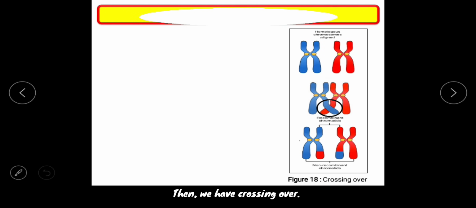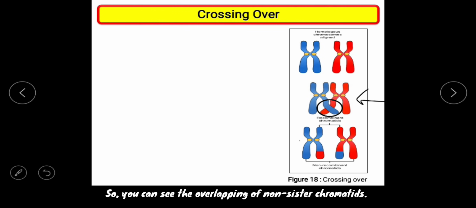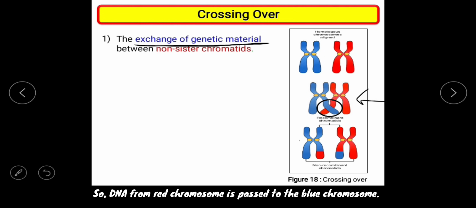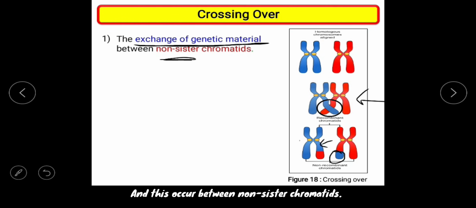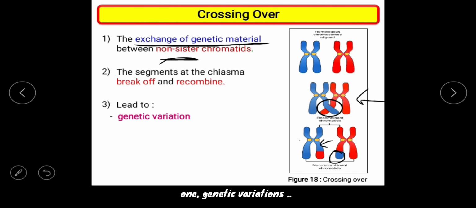Then we have crossing over. So this is where crossing over occurs. You can see the overlapping non-sister chromatids. By definition, it's actually the exchange of genetic material. So DNA from the red chromosome is passed to the blue chromosome, while DNA from the blue chromosome is passed to the red chromosome. So they exchange genetic materials. This occurs between non-sister chromatids. The segments at the chiasma break off and recombine. So the crossing over can lead to 1. Genetic variation and 2. Genetic recombination.